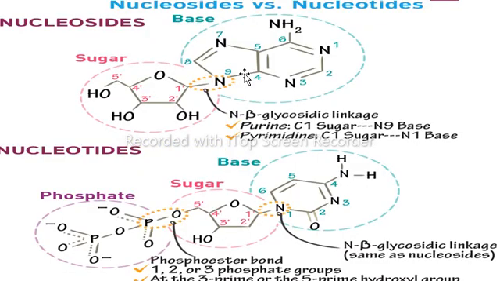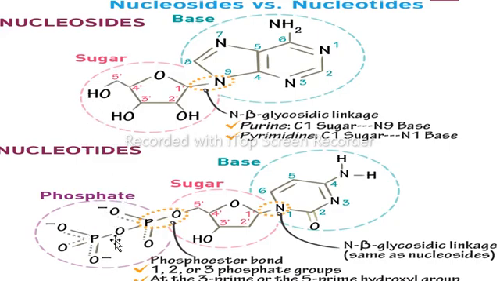Now we must know the difference between nucleoside and nucleotide. The nucleoside is the nitrogenous base plus pentose sugar. When the phosphate group is added to this nucleoside, then we collectively call it a nucleotide. This is the structure of nucleoside, and when we add a phosphate group to the nucleoside, then we call it a nucleotide.